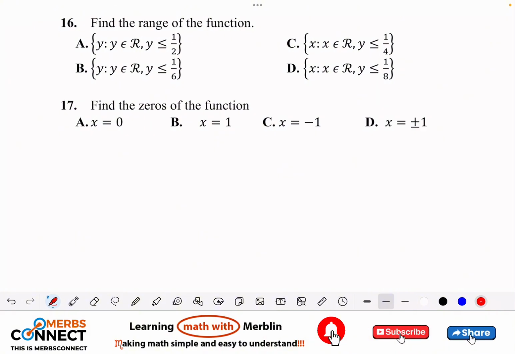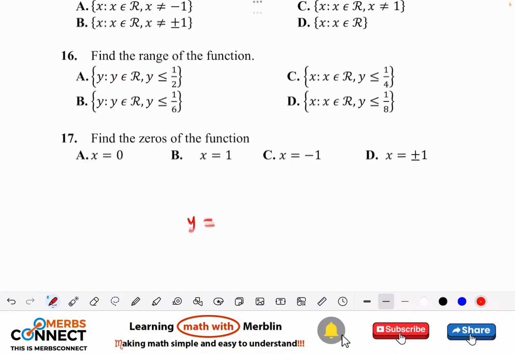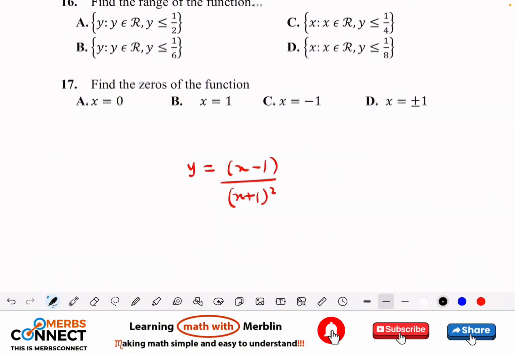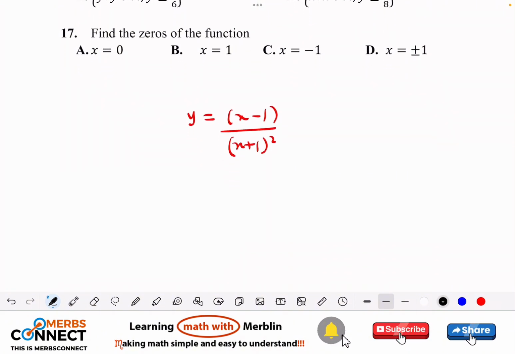So let's assume that y is equal to (x minus 1) divided by (x plus 1), all squared, right? So this is that. So the domain means that we need to look for values of x down here that will make sure that the function is not undefined, so I pick x plus 1 squared to be equal to 0.